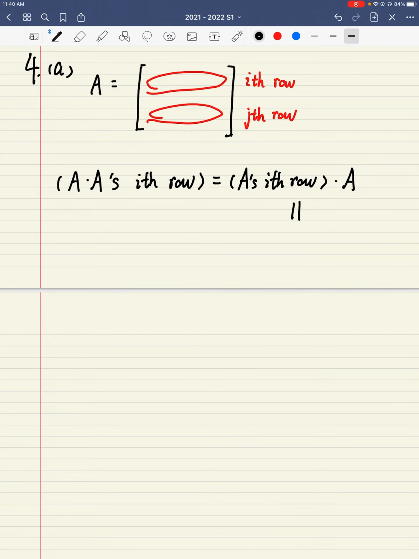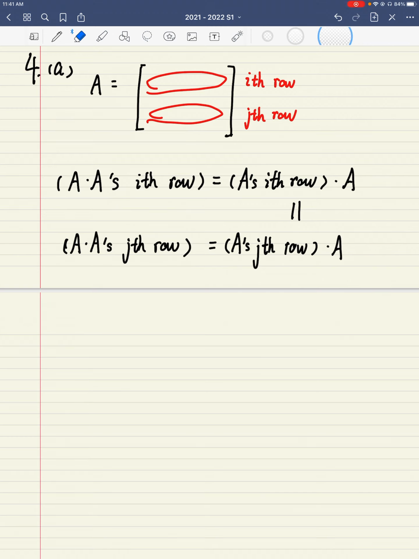And we already know A's ith row is equal to A's jth row. Right? A's ith row is already equal to A's jth row. And A's jth row times A is A times A's jth row. So that's why if A has two identical rows, A times A must also have two identical rows.